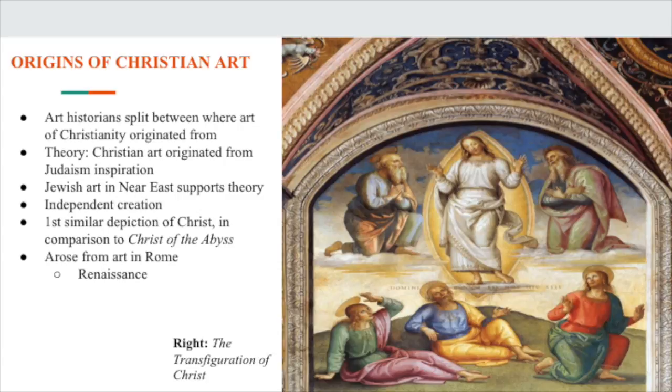Christian-related art has been around longer than any art historian's knowledge of it, which is why they were split between where it originated from. It is unknown whether art of this religion rose from the Orient or Rome, but it is almost certain that it came from the eastern region. By connection of where Christianity began and discoveries of Jewish art in the Near East, it is assumed that this art was indeed inspired by Jewish art, although, like the religion, art of this theme was an independent creation.